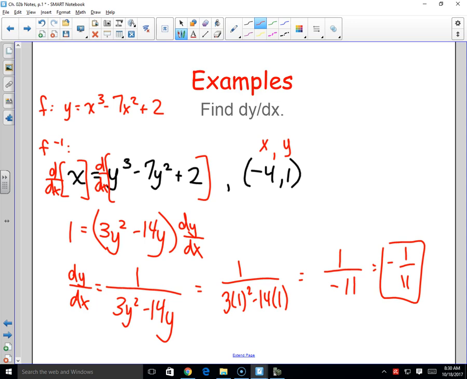We could have used the formula by going back to the original. F prime would have been 3x squared minus 14x. But we need the inverse, so we would have done 1 over that, and we would have plugged in the y value instead.